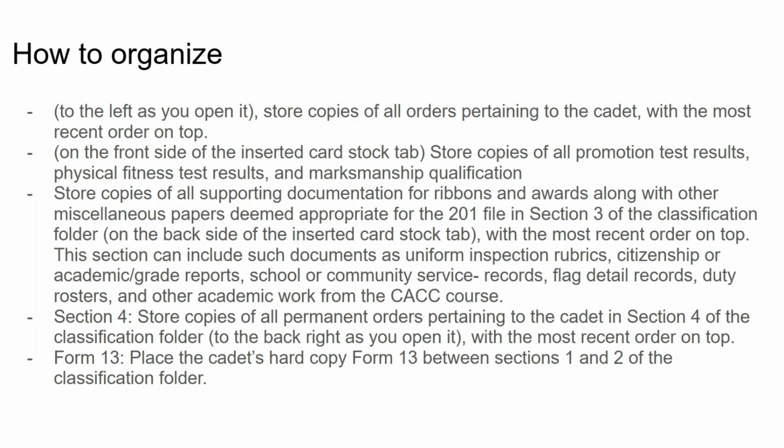Now, on the front side of the inserted card stock tab, it will store all copies of promotion test results, so any PTAs or any board grading sheets, your fitness test results, so if you took a physical fitness test, those score sheets would be on there, and your marksmanship qualifications would also be listed in that section.